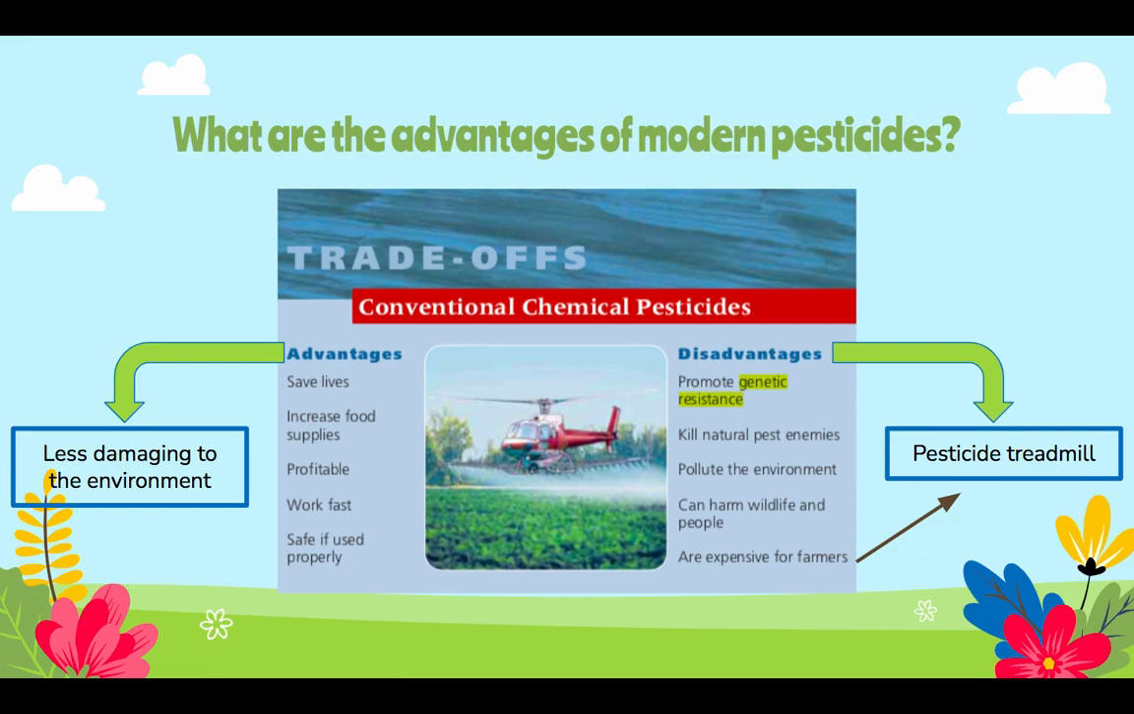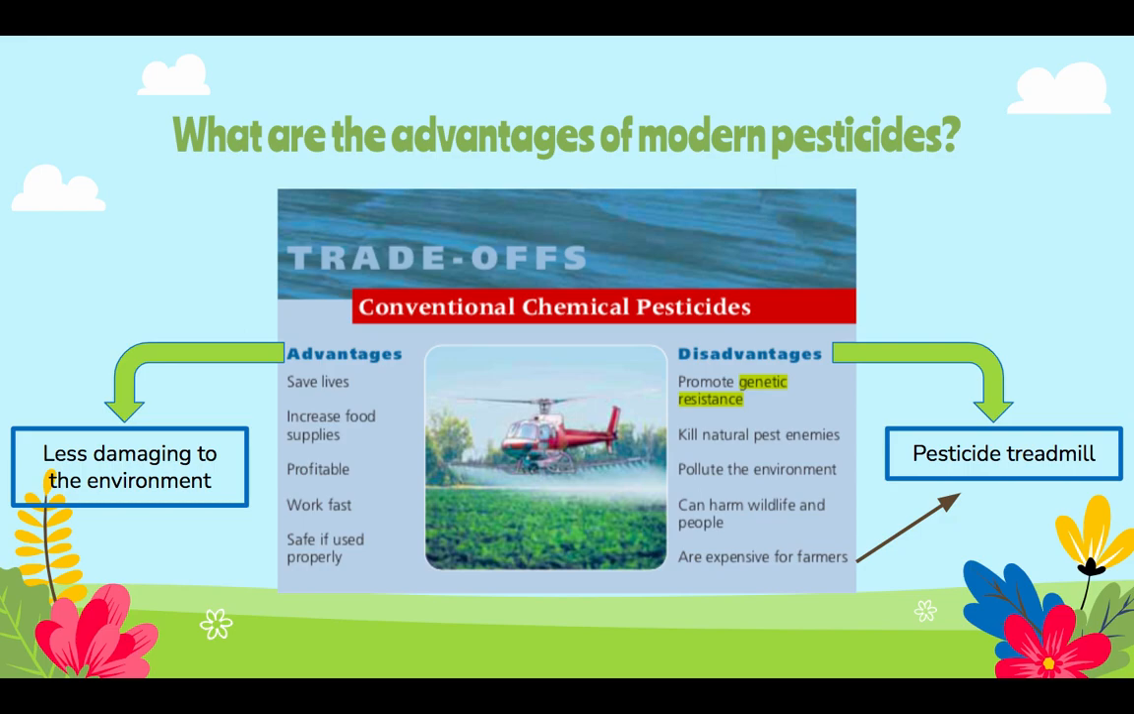So, what are the advantages of modern pesticides? Well, there are many advantages, such as saving human lives. Pests can transmit diseases that can sometimes be deadly to humans. Secondly, they increase food supply. What I mean by this is that food is saved from pests, which would otherwise destroy those crops. It also increases profit for the farmers. It's much cheaper to spray pesticides than to lose a batch of crops.